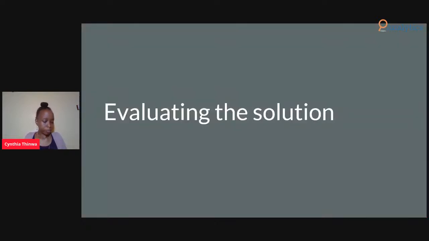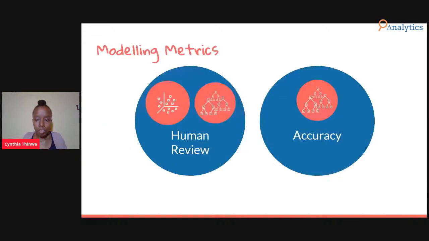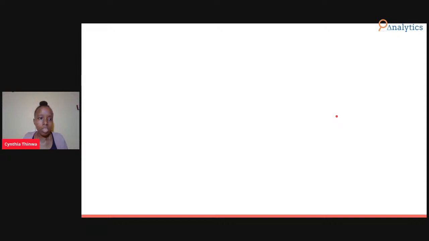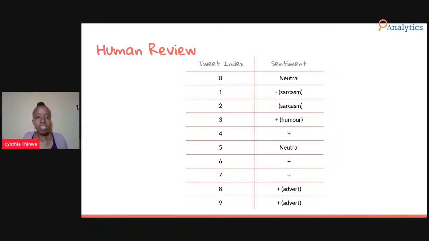So now that we've gotten the model, it's time to evaluate the solution. How can we know that we have the best solution? We have two tools in our arsenal: human review and accuracy. The reason why accuracy is used is because this algorithm is also a supervised algorithm. So we will look at the first 5 tweets, as you can see, and the second 5 tweets. And when we label them, this is how I labeled them, having the sentiment, whether it's positive or negative. And in 2 of them, it was neither, it was neutral.